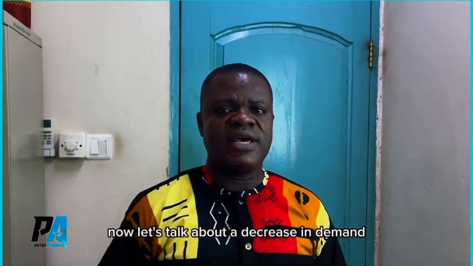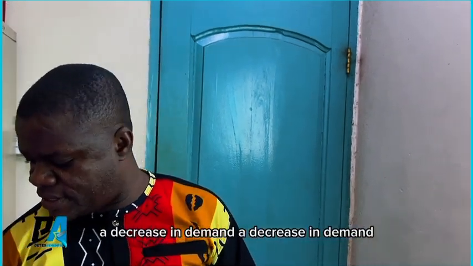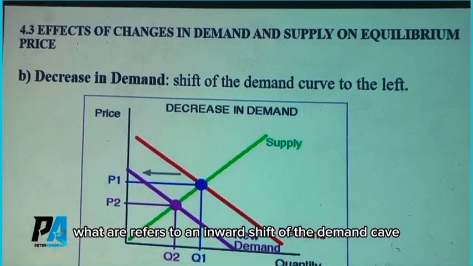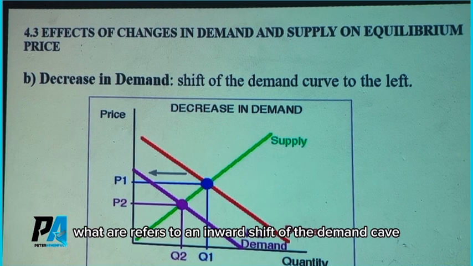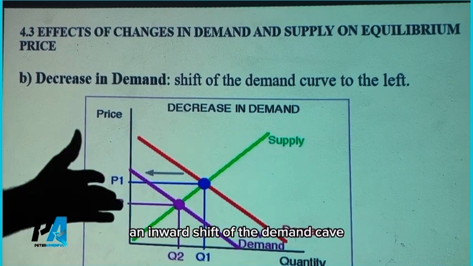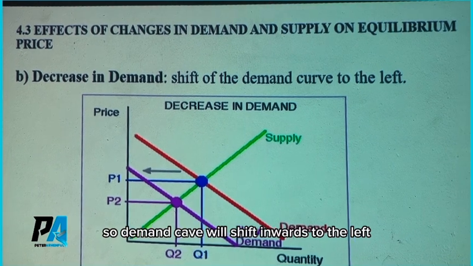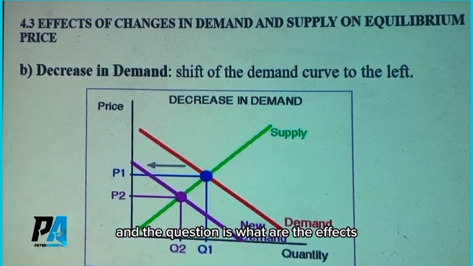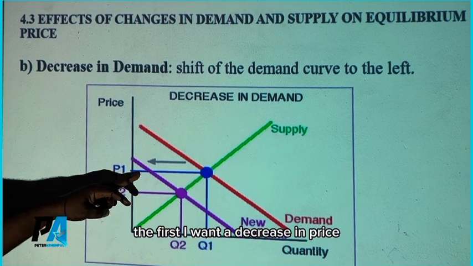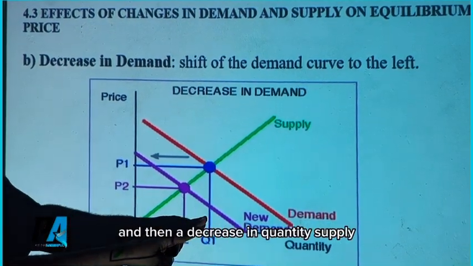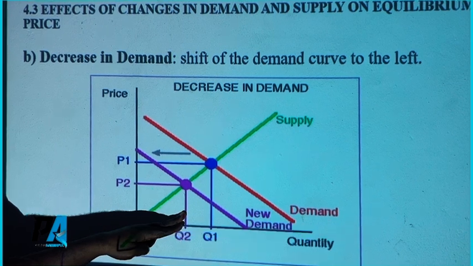Now, let's talk about a decrease in demand. A decrease in demand rather refers to an inward shift of the demand curve. So the demand curve will shift inwards to the left. And the question is, what are the effects? The effects are one, a decrease in price, and then a decrease in quantity supplied.